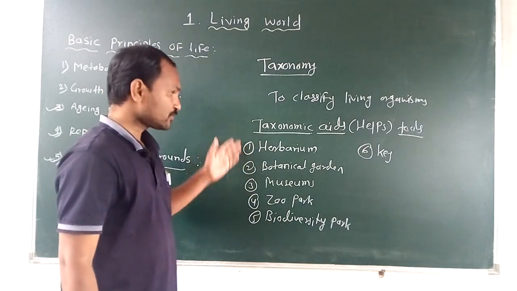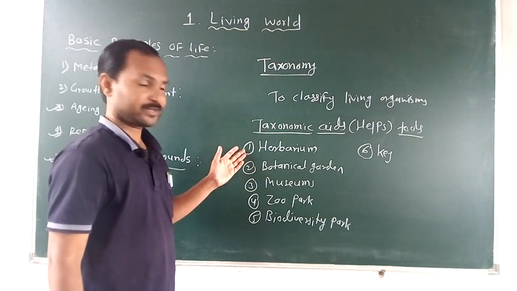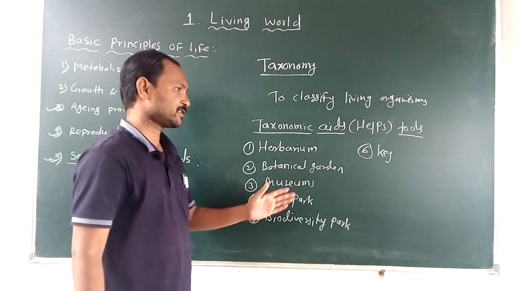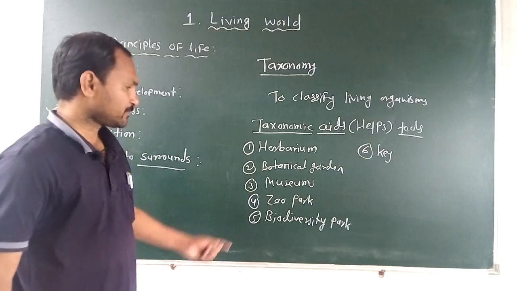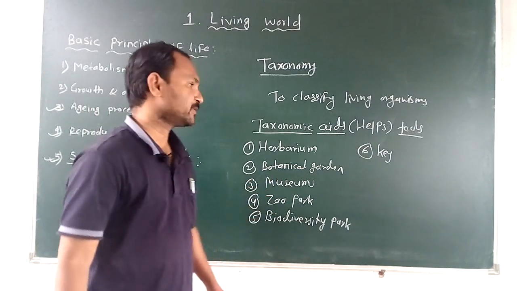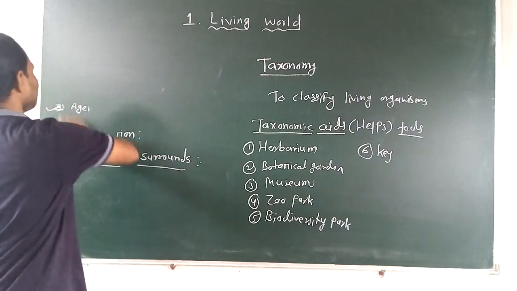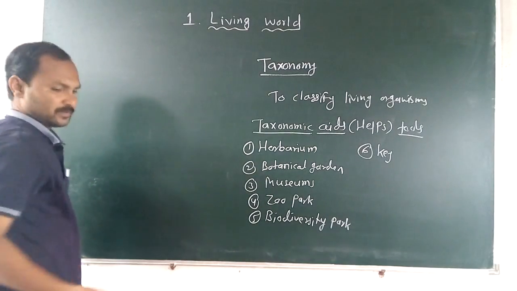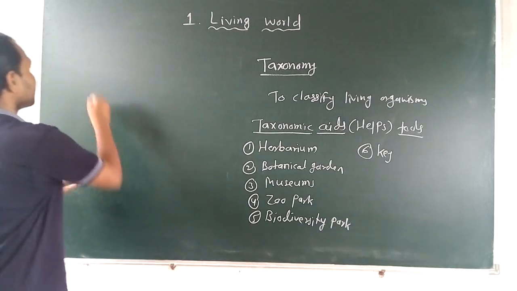Now these tools will be studied one by one. First we will see the herbarium, second botanical garden, third museum, zoo park, biodiversity park, and the key. This is our chapter. After completion of the key, the chapter is completed. Now the first one is the herbarium. The basic principles of life point we have completed.